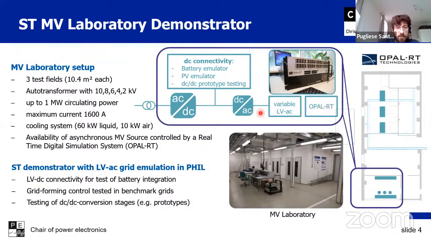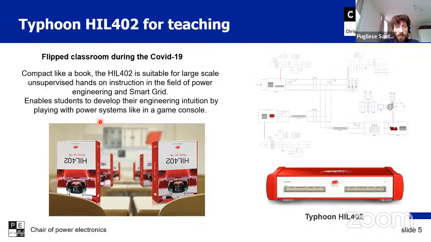So this laboratory has 6 kiloampere as the maximum circulating power, and we are in the order of megawatts, with also an autotransformer in order to adjust the different voltage levels.